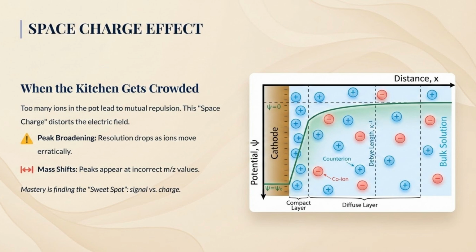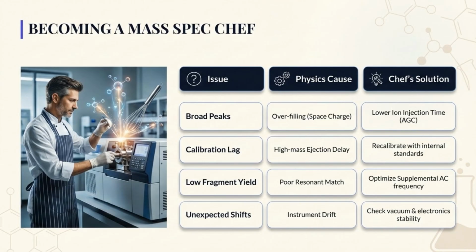As a practitioner, your job is to find the sweet spot. Enough ions for a strong signal, but not so many that the kitchen becomes chaotic and the data becomes unreliable. If you see your peaks getting broad or shifting to the right, do not panic. It is often just the physics of the trap. Heavier ions take longer to eject, which can create a calibration lag, especially under high-density conditions. Calibration is key here. You must use internal standards for high-resolution matching to ensure your oven is accurate.